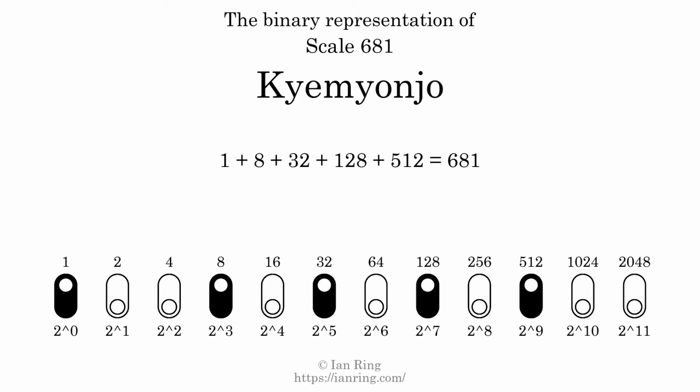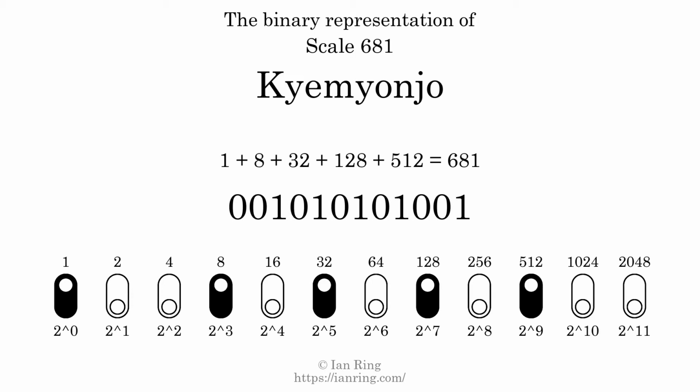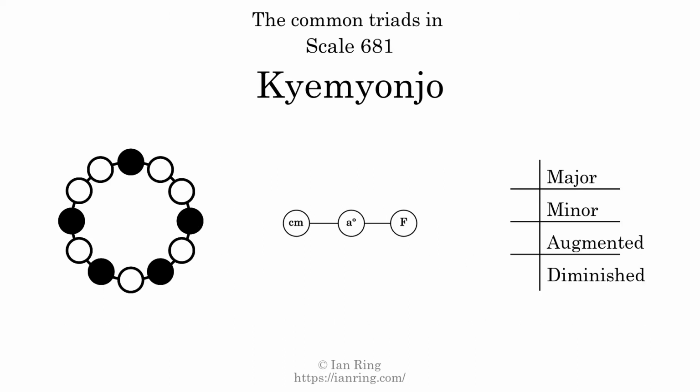The scale number not only enumerates the scale with a unique index, but it also literally describes the tonal content of the scale. Represented as a binary number in base 2, the scale number is 001010101001. Here are the common triads present in this scale.